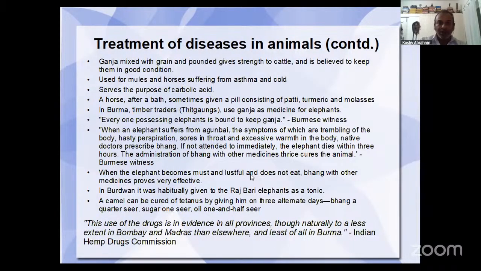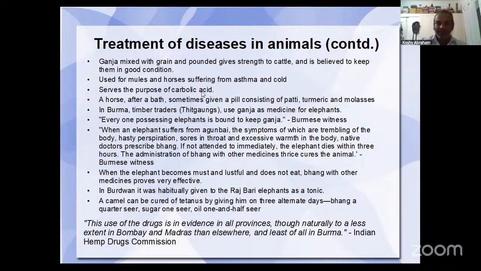Continuing the diseases in animals, we find ganja was mixed with grain and pounded and given to cattle to keep them strong and in good condition. We see today that the animal feed industry in places like the US is using cannabis significantly for these purposes. It is used to treat asthma and cold in mules and horses.